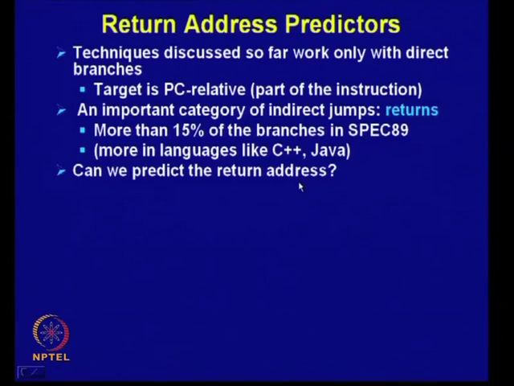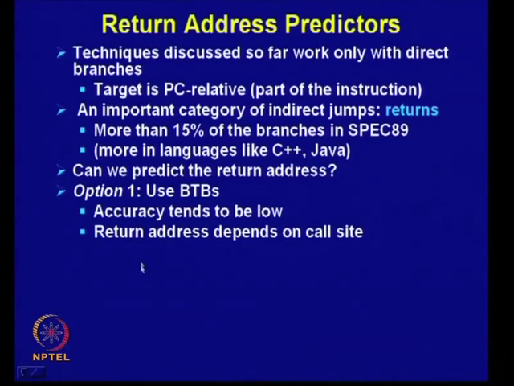So in this case, what do you have to do? You have to predict the return address, just like you are predicting with the help of a branch target buffer where the branch will take place. Here you have to predict where the return will take place. So there are 2 possible options. One is to use a branch target buffer. If we use a simple branch target buffer to store the return address, what will be the outcome?